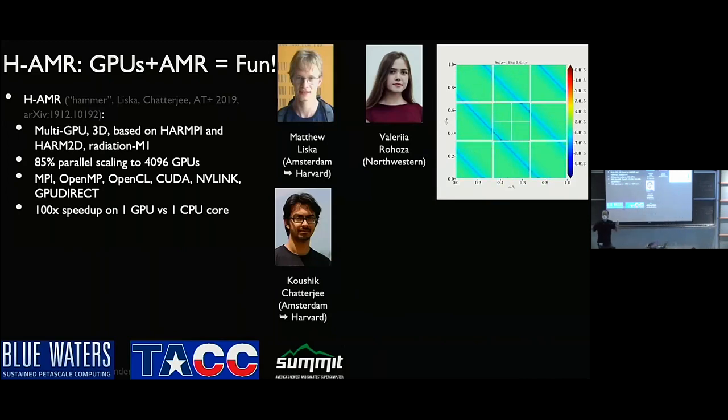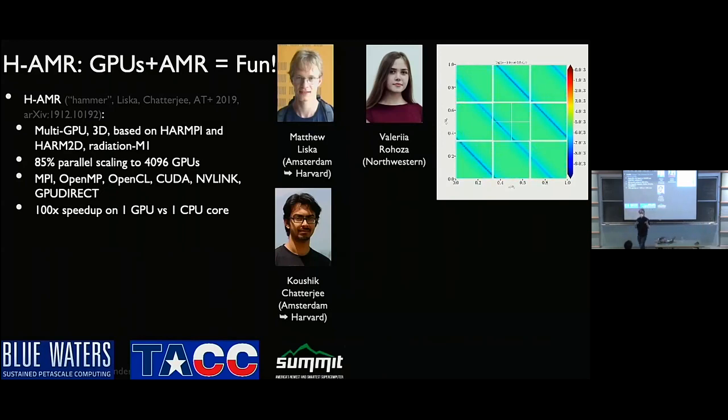If you can break up your complicated problem into little chunks and feed each horse individually, or a thread of a GPU individually, you're going to be golden. And that's precisely what Matthew and Koshik have done. That's how we converted our code that's called HAMR onto GPUs. It now has radiation with a 2-moment M1 closure, shows excellent scaling to thousands of GPUs.